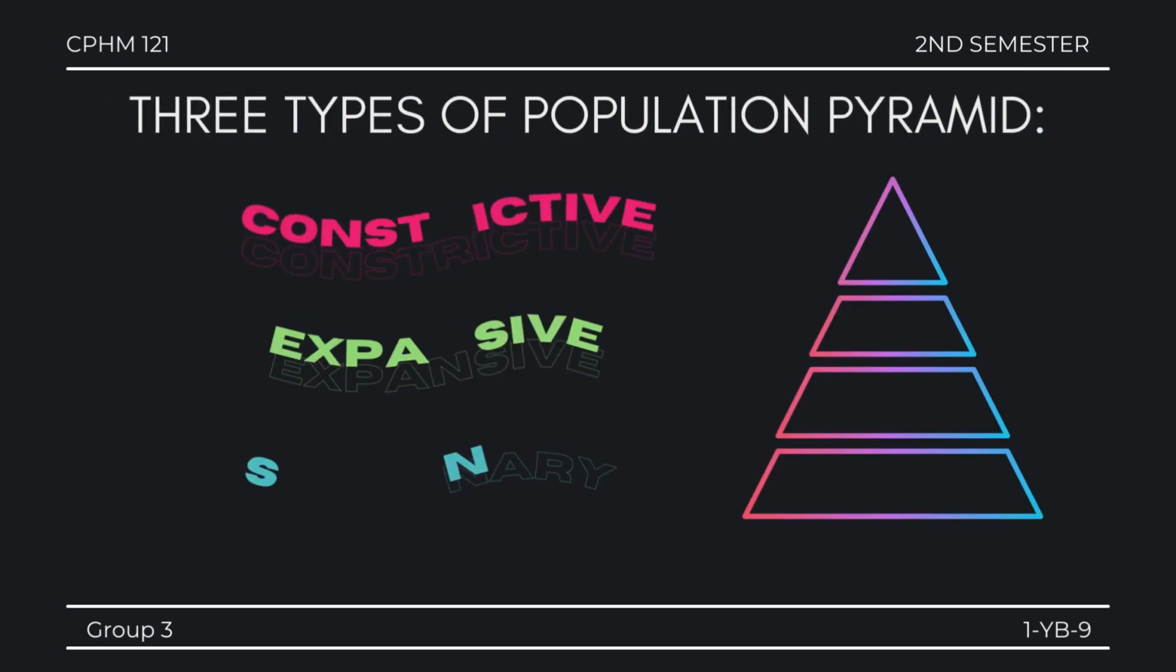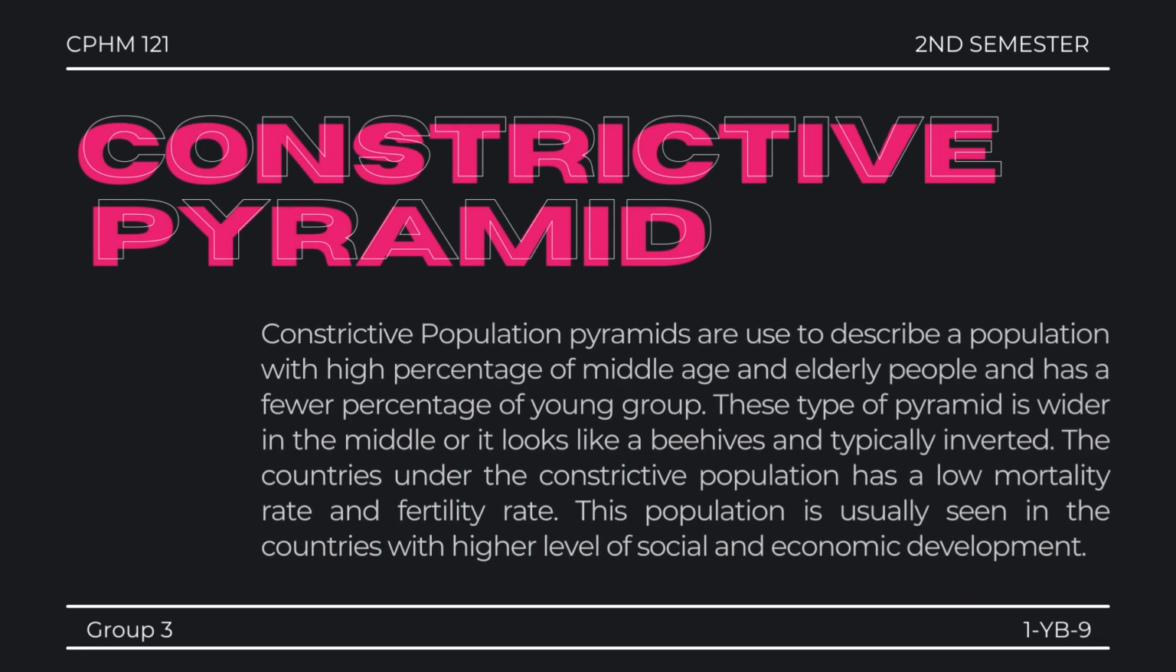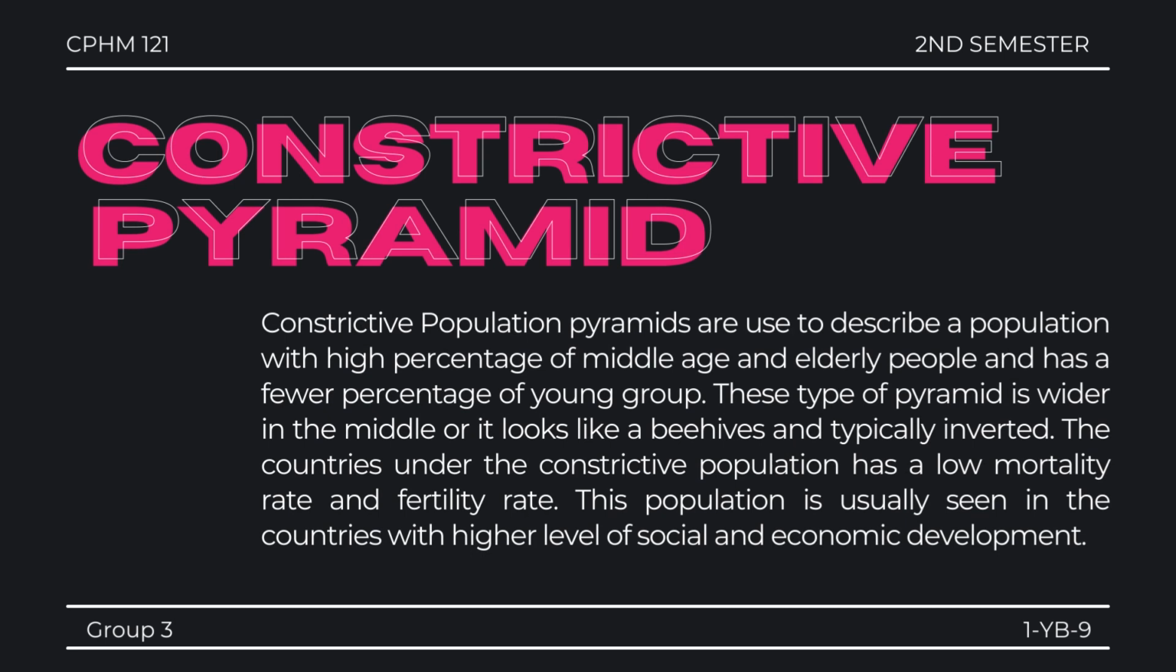There are 3 types of population pyramids, and these are the constrictive, expansive, and stationary. First, we have the constrictive pyramid. Constrictive population pyramids are used to describe a population with a high percentage of middle-aged and elderly people and a smaller percentage of young people. This type of pyramid is wider in the middle, like a beehive, and typically inverted.